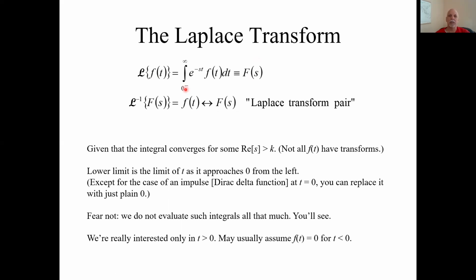See this little negative sign on the lower limit? Usually you can ignore that. What it really means is the limit at 0 from the left. And if your function doesn't contain an impulse or a direct delta function at 0, then it doesn't matter. You could just call this plain old 0. But if it does contain a direct delta function at 0, this limit is just to the left of it, so that the integral will actually include that delta function. I'll talk about that subtlety later in the course.